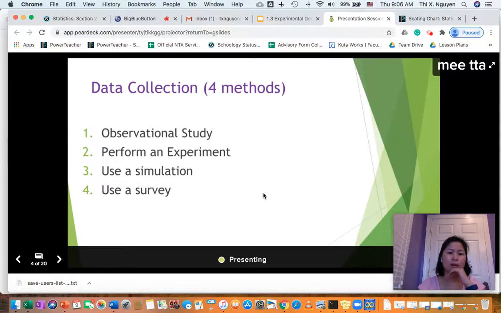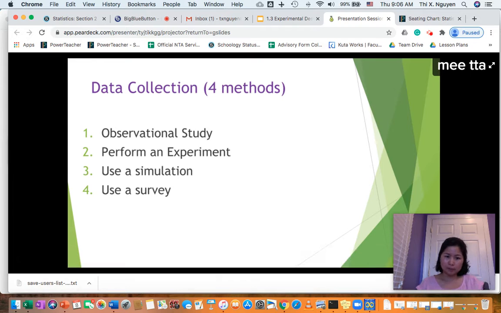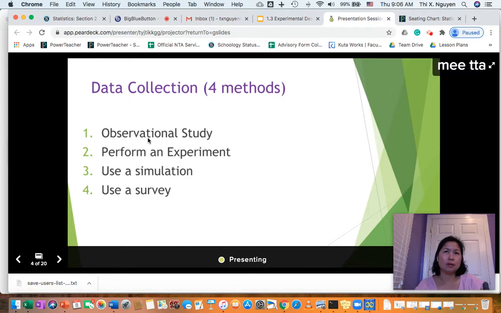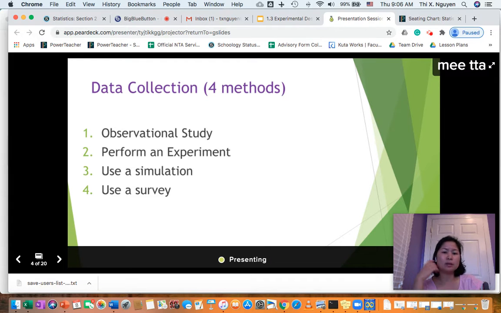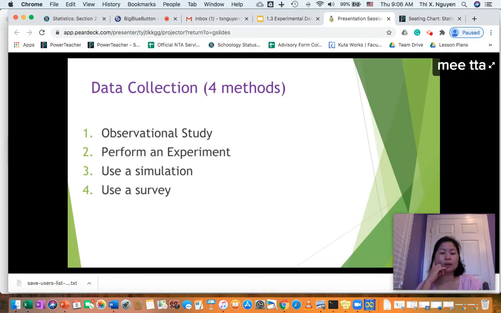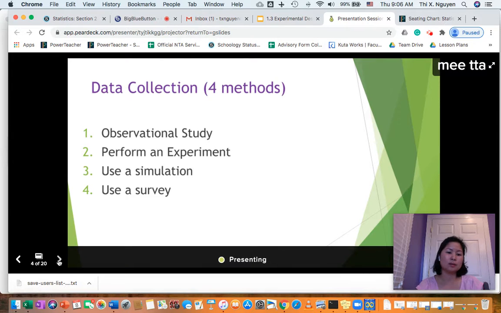So, okay, there are 4 ways that we can collect data. The first one is an observational study. The name itself, you can think about what that looks like. We'll talk about that in detail, but right now, there are 4 ways for you to collect data, right? The second one is you actually perform an experiment. Number 3, if we don't do those 2, we can use a simulation, or we can do a survey. These are the 4 ways that we can get data, right? So let's look at the first one.